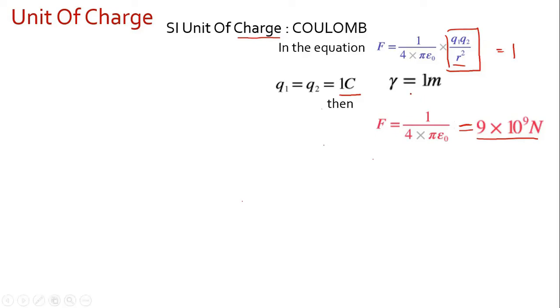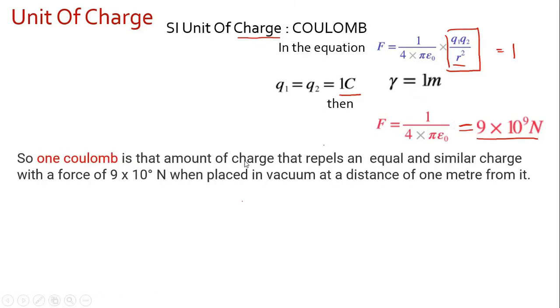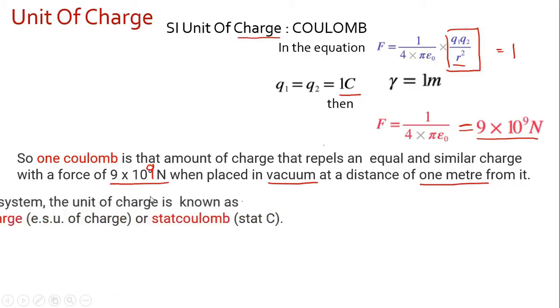Based on this statement, the definition of 1 Coulomb is that amount of charge which repels an equal and similar charge with the force of 9 into 10 to the power 9 Newton when placed in vacuum at a distance of 1 meter from it. Mind it, there are certain keywords here. The charges must be present in vacuum. They must be at a distance of 1 meter. The magnitude of charge should be 1 Coulomb. Then there will be a force of attraction or repulsion between them of magnitude 9 into 10 to the power 9 Newton. So you can give this definition.